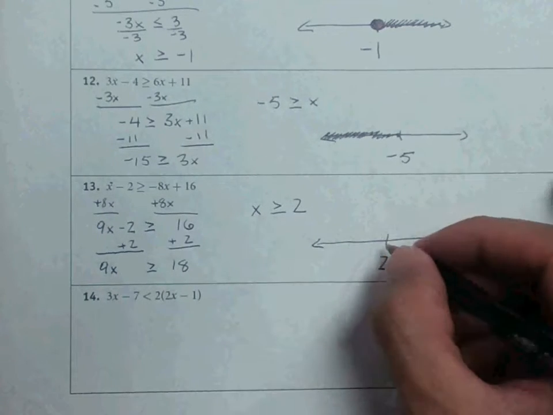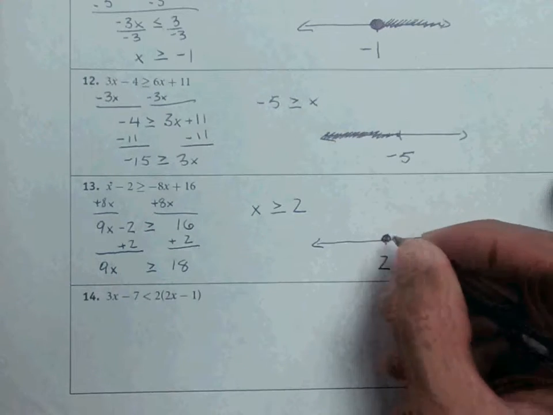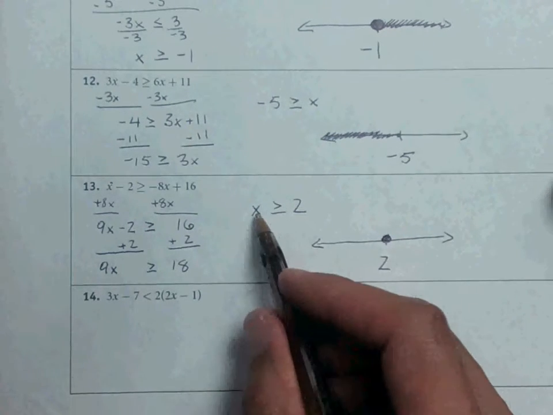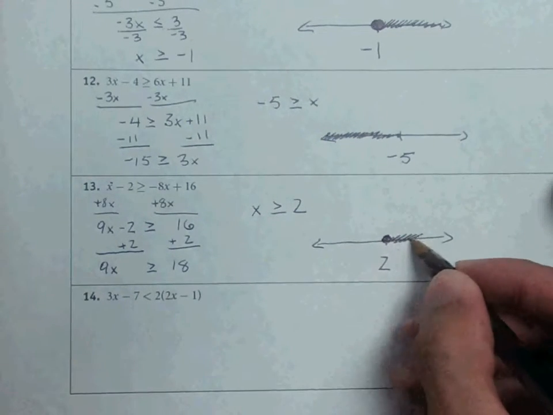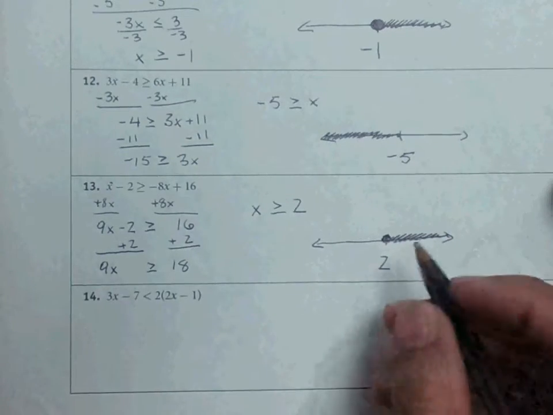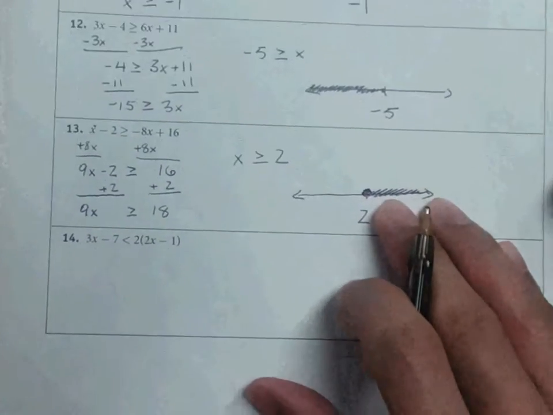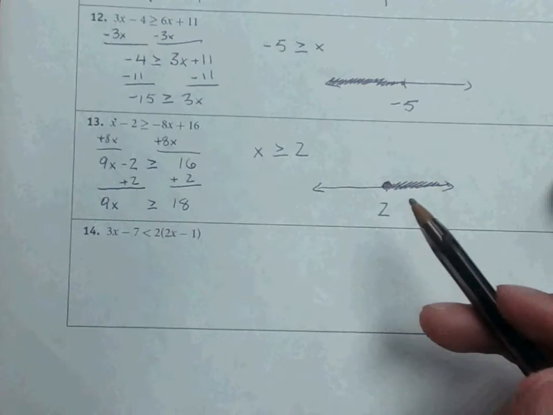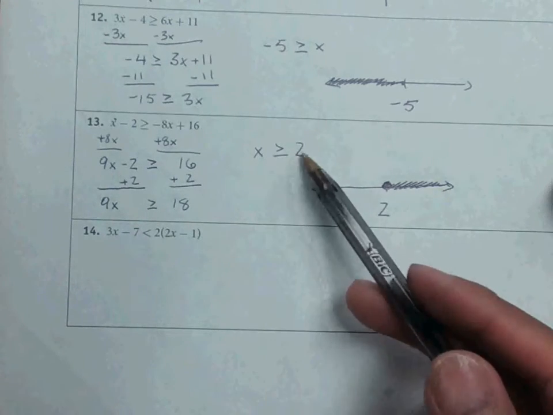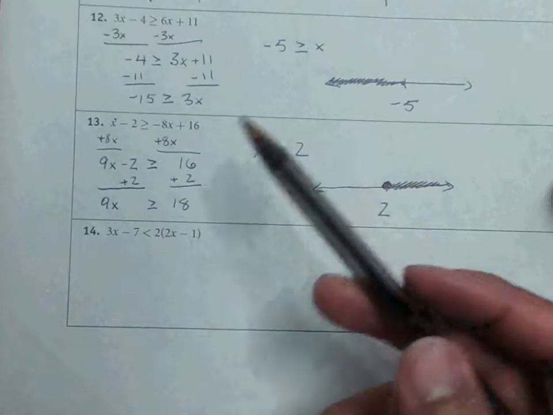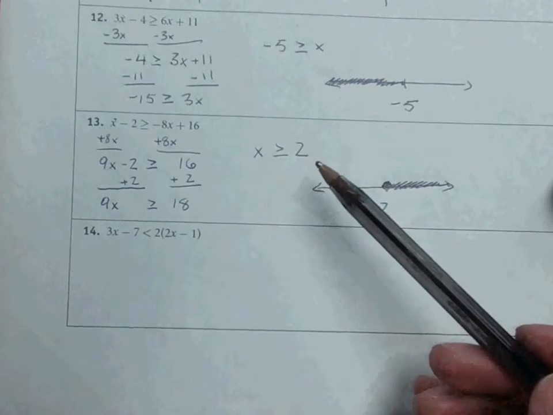Alright, so I want a closed dot because it says equal to. Alright, and this says x is greater, so shade to the right. Okay. And you can pick an answer that's bigger than 2, or you could even just pick 2 and see if that works. So let's go ahead and just pick 2.